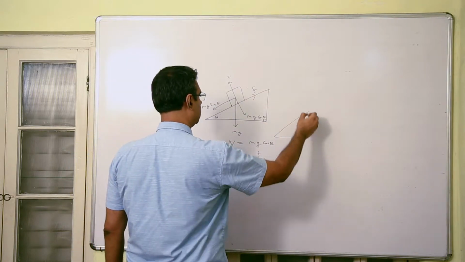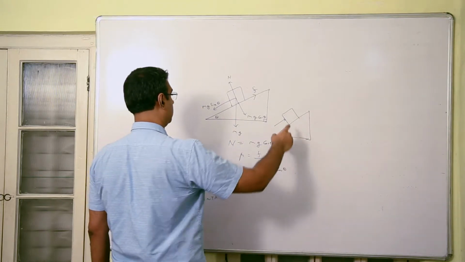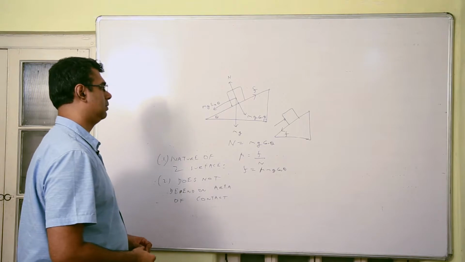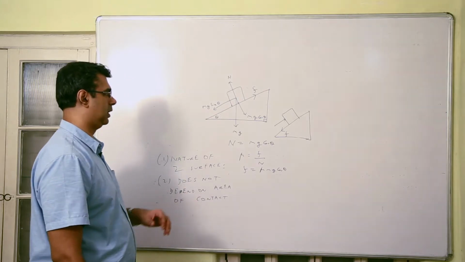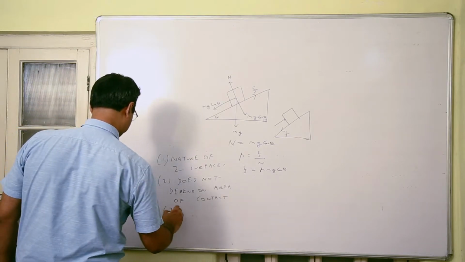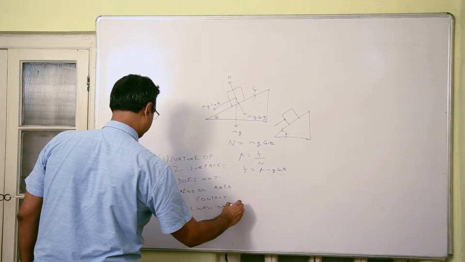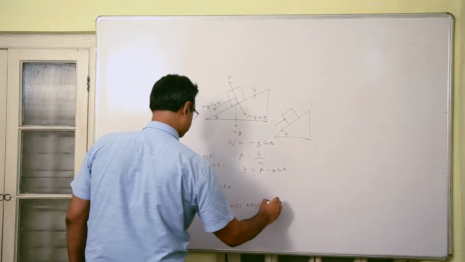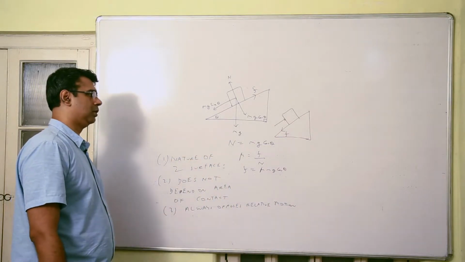But in another situation, suppose some external force is being provided on this block, due to which this block tends to go up the plane, then friction will act downwards. Now this is very important, that the direction of friction will always in every case be such that it opposes the relative motion. So this is the third thing you have to remember, that it always opposes relative motion.